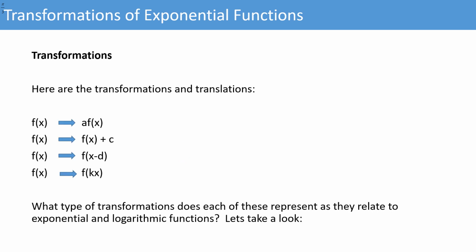Here are the transformations and translations broken down for you. f(x) is equal to a times f(x). f(x) can be f(x) + c. f(x) can be f(x − d), and f(x) can be f(kx). What type of transformation does each of these represent as they relate to exponential functions? Let's take a look.